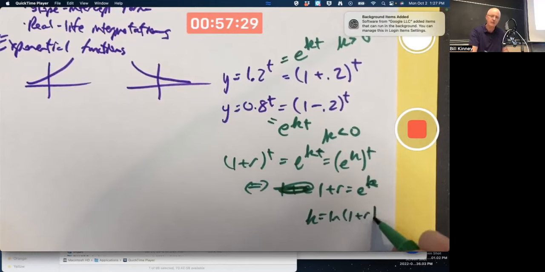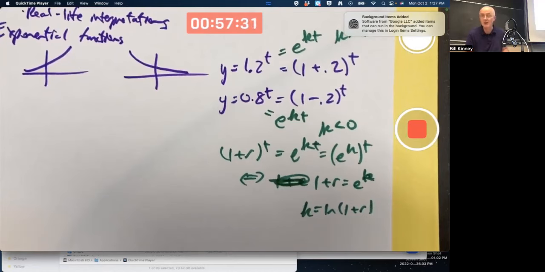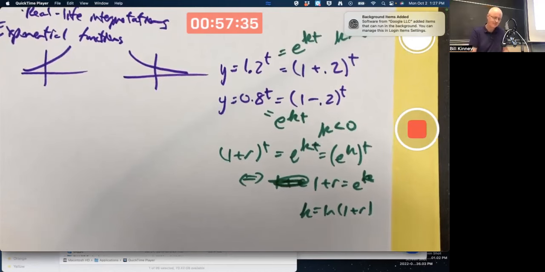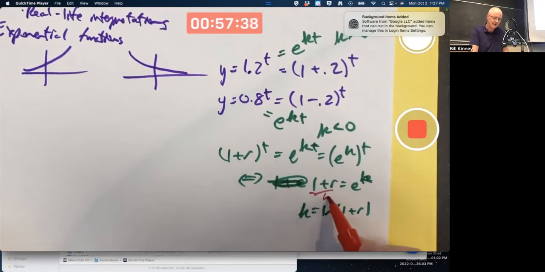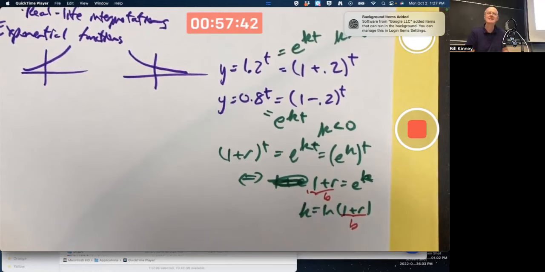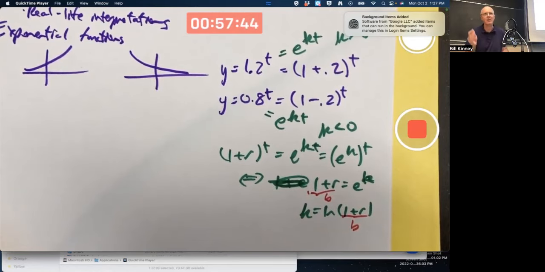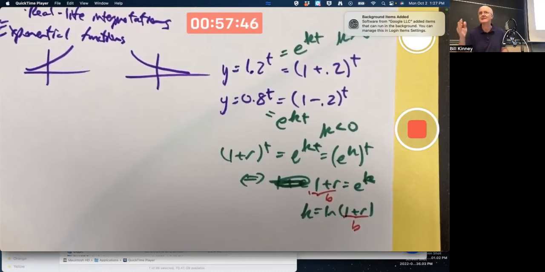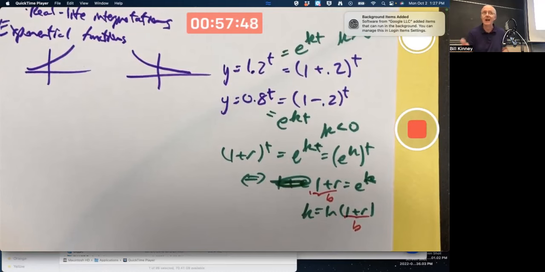Now, we didn't always call the base of the exponential function 1 plus r. I think I tended to call it b. This could be your b. I think the book used the letter a, at least in some circumstances there. It doesn't matter what letter you use. What matters is the idea. I've emphasized that a lot.